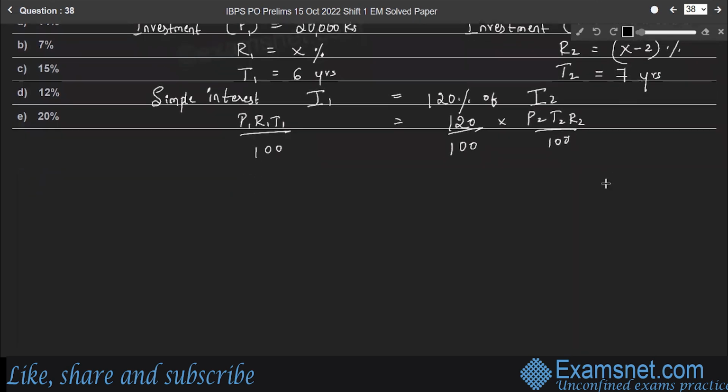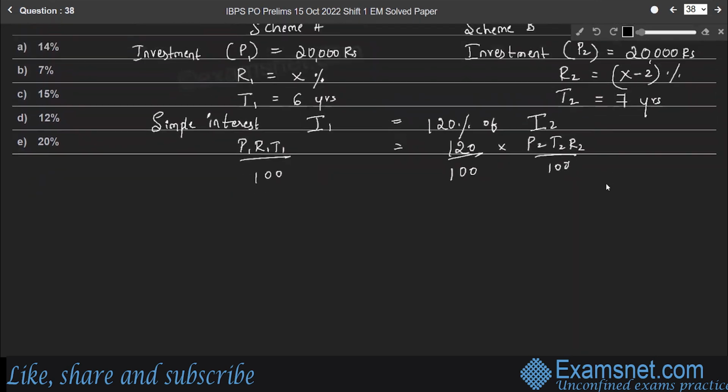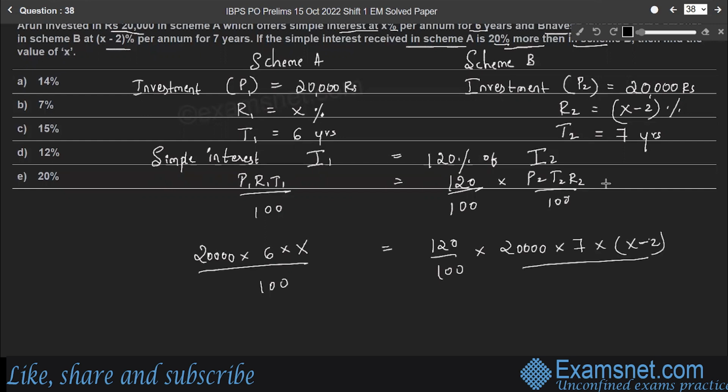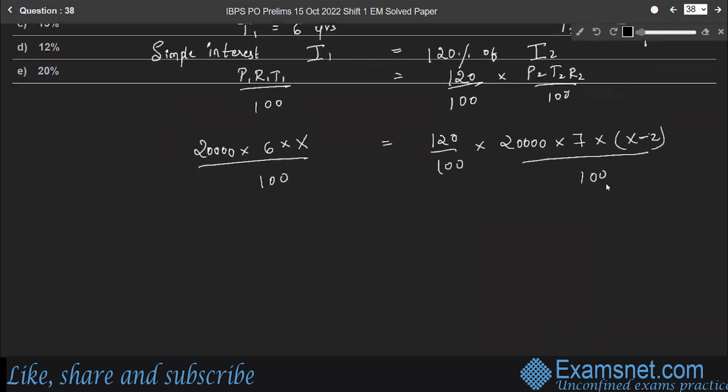Now, P1, R1, T1. So P1 is 20,000 rupees into T1 is 6 years, R is X% divided by 100 is equal to 120 by 100 into P2, T2, R2. Again 20,000 into time is 7 years into X minus 2 is the rate of interest divided by 100. Now simplify it.